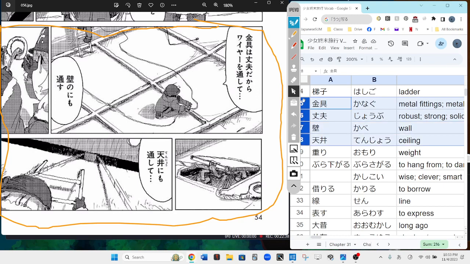Metal fittings. So kanagu, kanagu wa jobu. Was strong. Kanagu wa jobu da kara. Daijoubu desu ka? Jobu, okay. Jobu. Kanagu wa jobu da kara. Waya o toshi? Wait, is that tsushi or toshi? Toshi. Yep, it's toshi. Go across. Yeah. Okay. Kabe no ni mo toshu. Oh my god. No, it's toshu. Okay.